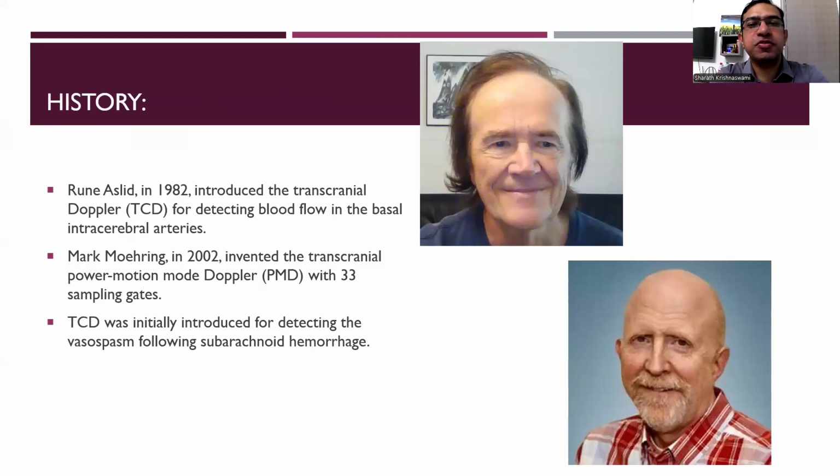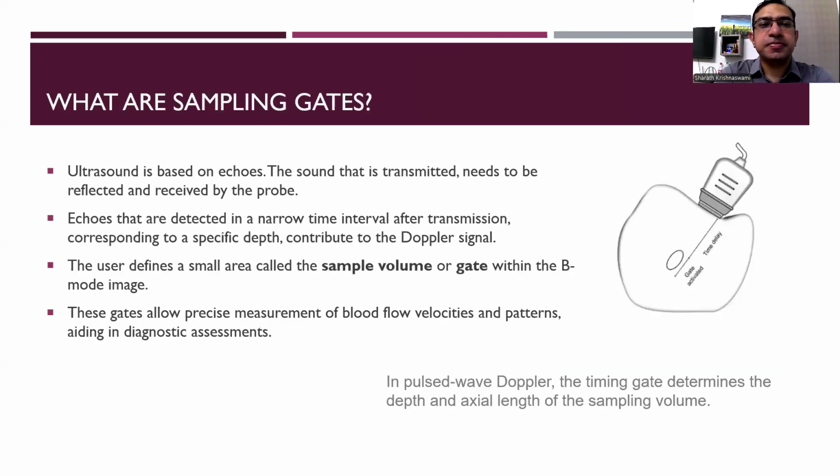Coming to the history of transcranial Doppler. It was Rune Aaslid in 1982 who introduced the transcranial Doppler, and this was used for detecting blood flow in the basal intracerebral arteries. Later on, the power motion mode Doppler with 33 sampling gates was invented by Mark Moehring in 2002, and this is what we will be using today. The TCD was initially introduced to detect vasospasm following subarachnoid hemorrhage, and that is one of the primary reasons we use the TCD in the neurocritical care ICUs today.